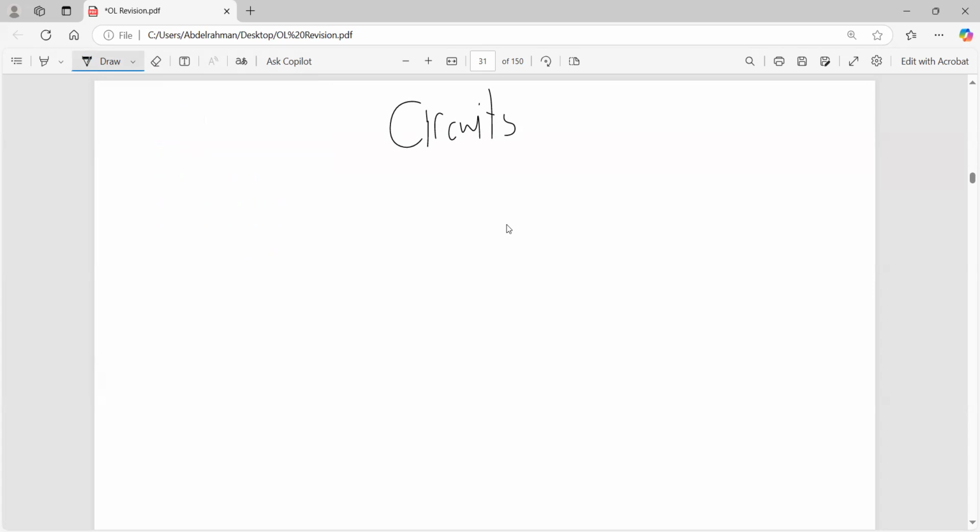Why is that the most important part of this lesson? Because any circuit would be either series or parallel. Whatever circuit you find, it would either be a series circuit or a parallel circuit. So the difference between a series circuit and a parallel circuit, let me draw it quite quickly.